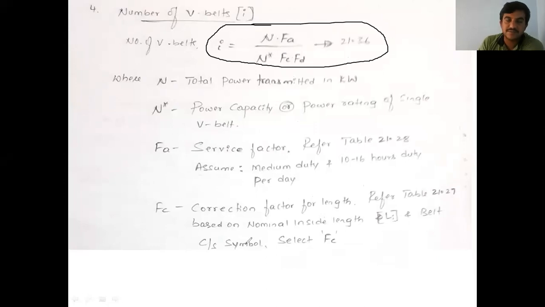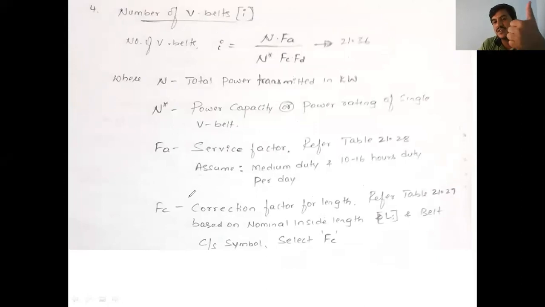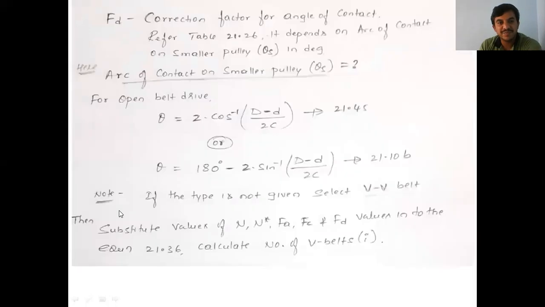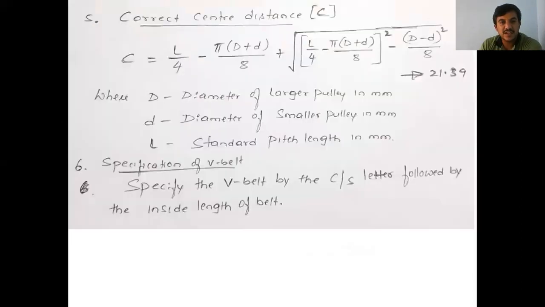This is the fourth step. Step number 1, selection of cross section of the belt. Step number 2, linear velocity of the belt. Step number 3, the power rating, and step number 4, number of V belts. The remaining 2 steps are: correct the center distance between the two shafts. So how do we use this correct center distance between the two shafts?